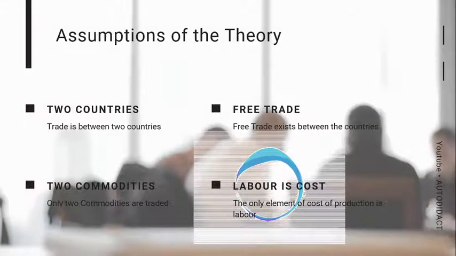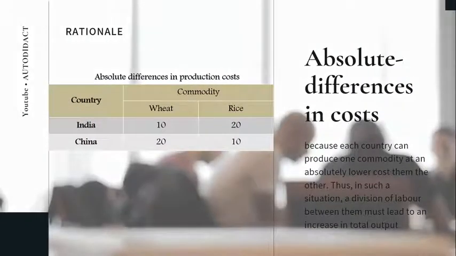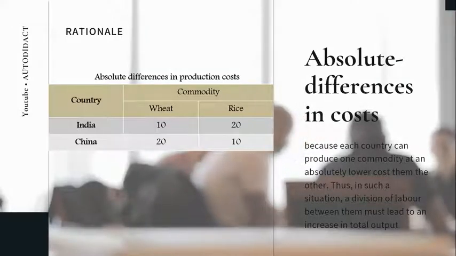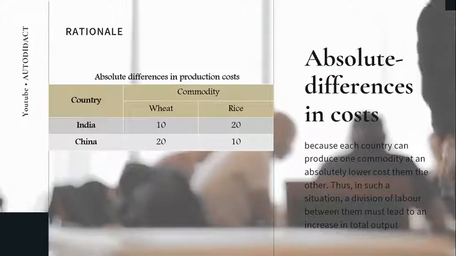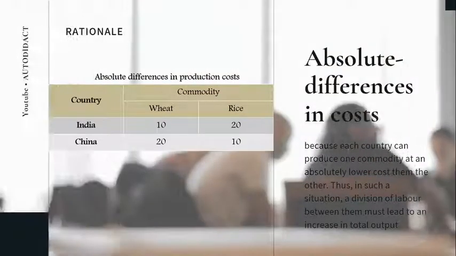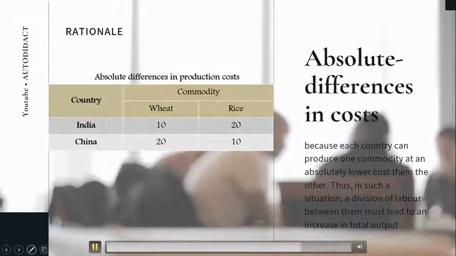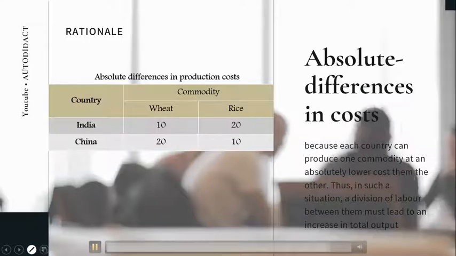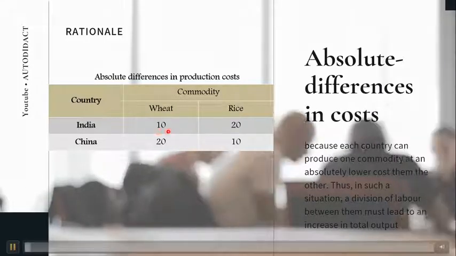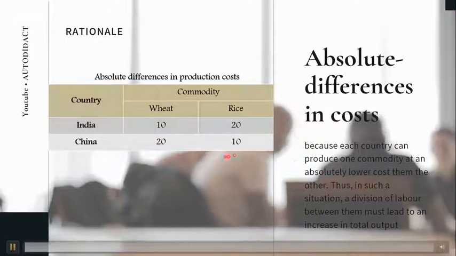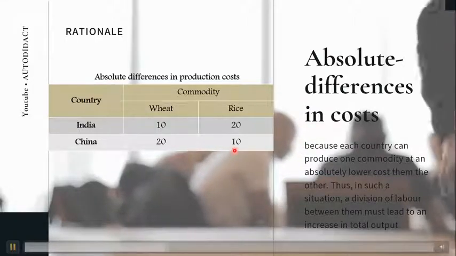Let us understand the theory with the help of an example. We are taking two countries as India and China. The two commodities are wheat and rice. Let us observe the table. India needs 10 workers to produce 1 ton of wheat, while it needs 20 workers to produce 1 ton of rice. On the other hand, China needs 20 workers to produce 1 ton of wheat, while it needs 10 workers to produce 1 ton of rice.